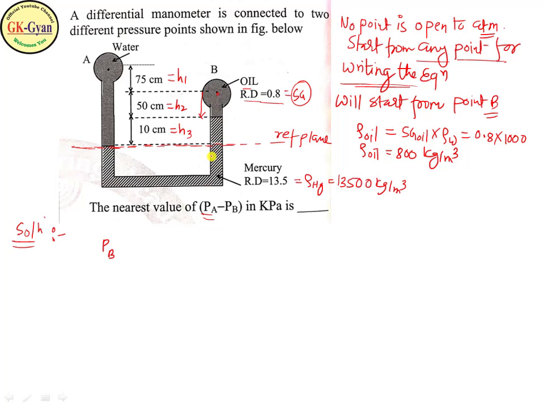Now PB, at this point, we are moving in the downward direction, so it will be plus. You are moving downward, so it will be plus. Then the oil is present, so density of oil, rho into g into h, h will be h2, only this point. Now you are moving from this point, once again in the downward direction. Now the fluid is changing. The fluid is mercury, so once again it will be plus. So it will be density of Hg, rho into g into h3.